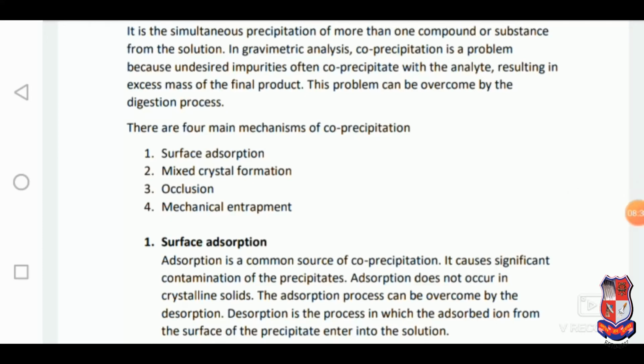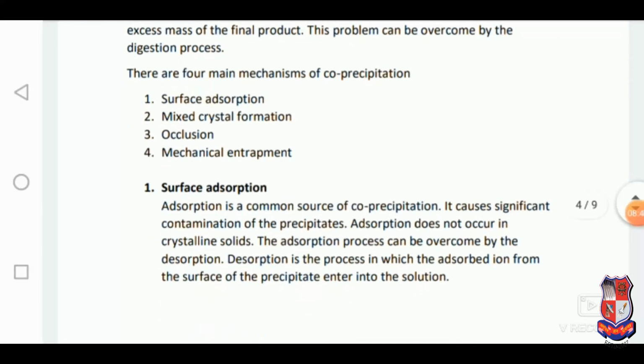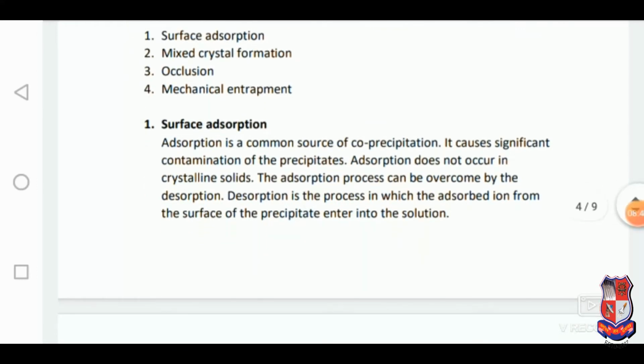These are the four mechanisms of co-precipitation. First one is surface adsorption, second one is mixed crystal formation, third one is occlusion, and fourth one is mechanical entrapment. So what is surface adsorption?